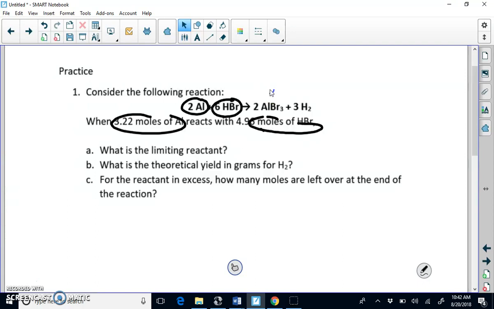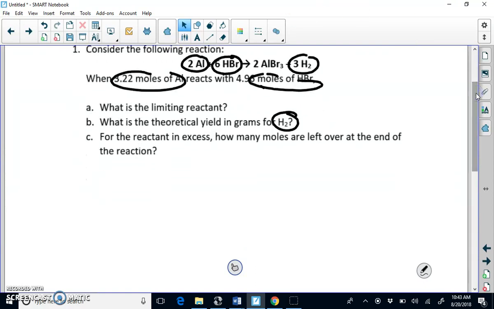Sometimes it's easier to just do the math and figure it out. The sure way to do it, without looking at the ratios and seeing if one is double and the other is not, is to pick a product and do the math for both reactants. The one that makes the lesser amount of product is the one that's limiting. So I'm going to pick HBr first, because the second question asks me to use H2, or hydrogen gas. Let me scroll down a little bit so you guys can see.